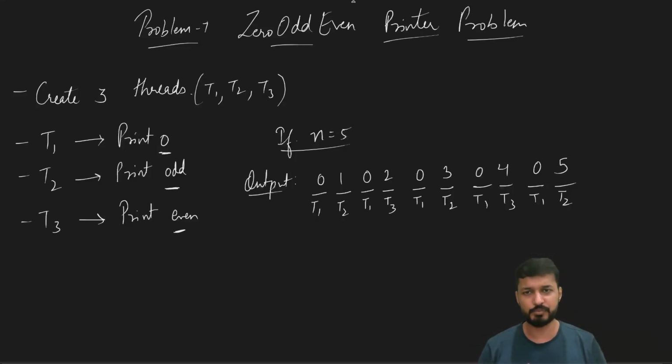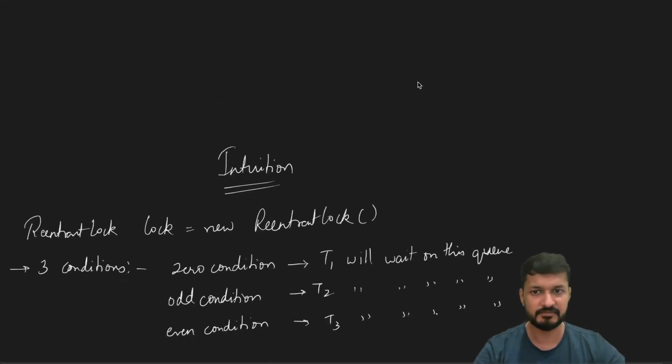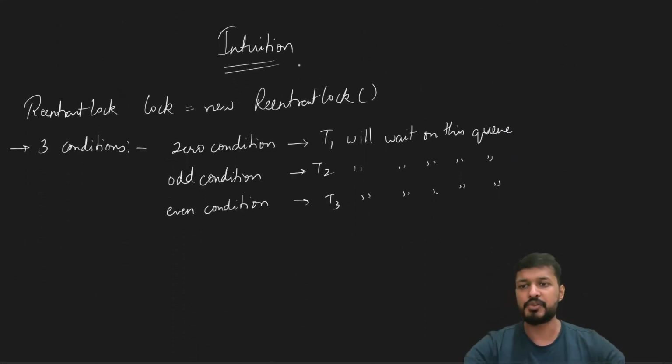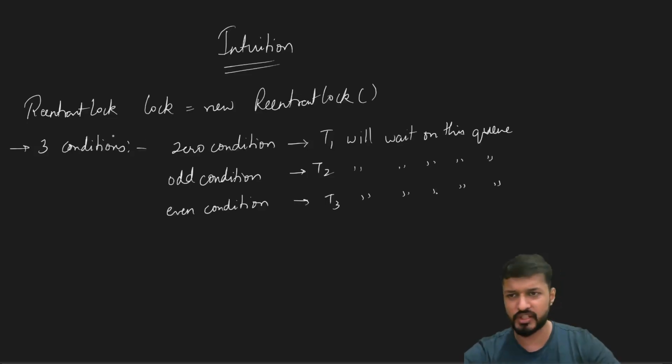Now you can solve this problem using various methods, using wait notify, using semaphores as well. But we will be solving this using the concept we learned in the last class, that is ReentrantLock and Condition, right? So let's go ahead and look into the intuition of it. First you will create a monitor object, right? So how do we create a monitor object for ReentrantLock? We write ReentrantLock lock equals new ReentrantLock, right?